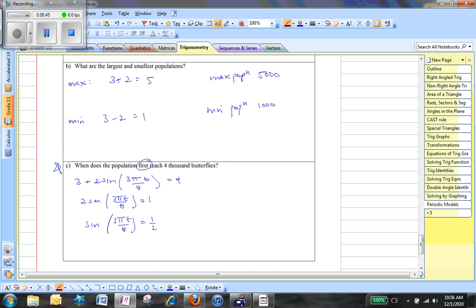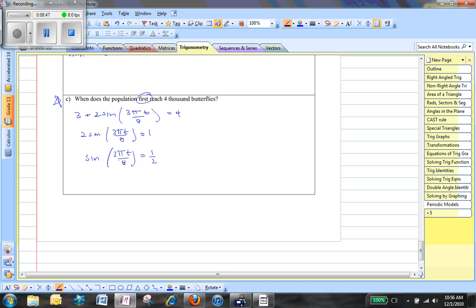So I need to know when this happens. When is sine whatever, I can call this theta if I want to think about it that way, equal to a half? This is 1, this is 2. That means this is root 3, which means that this is pi over 6. So when is that theta? 3 pi t over 8 equal to pi over 6.